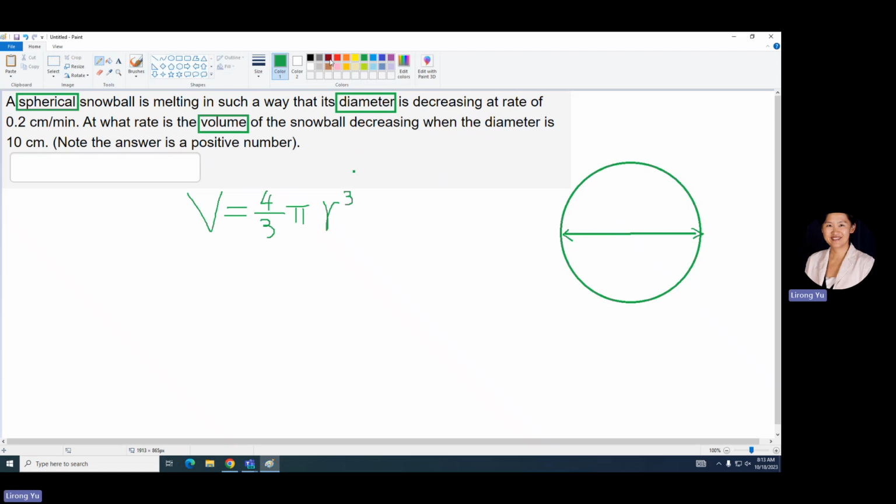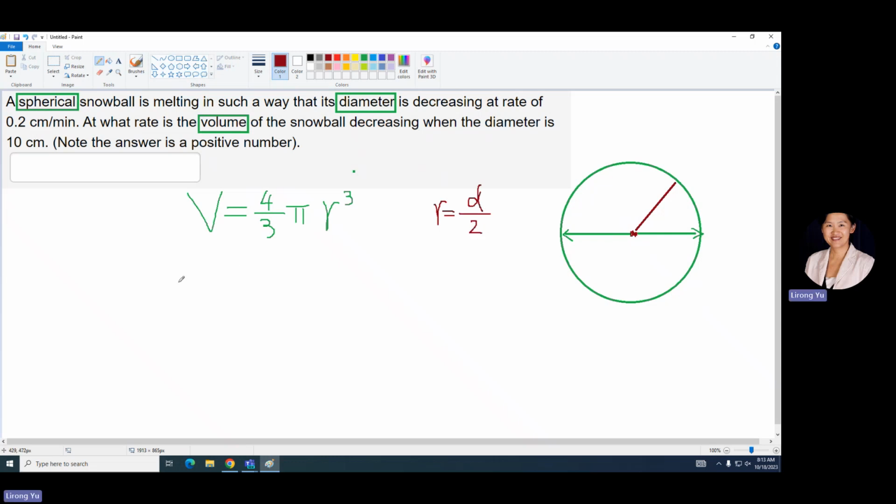Right. A circle has a center, right? Then from the center to the edge, that's called the radius. So that's the radius. As you can see, the radius is half of the diameter. So if we want to find the relation between volume and diameter, we have to substitute the r, and we know from the picture that r is half of the diameter, d divided by 2.